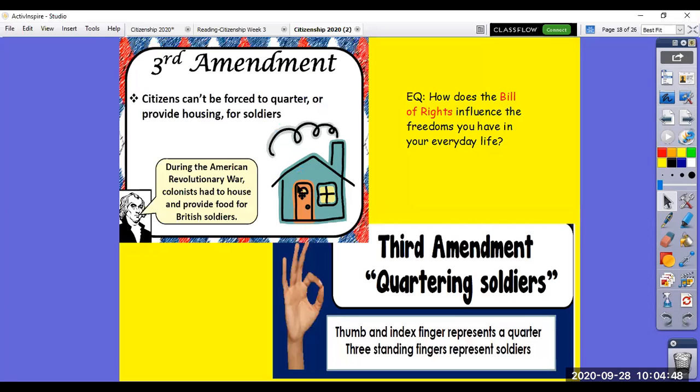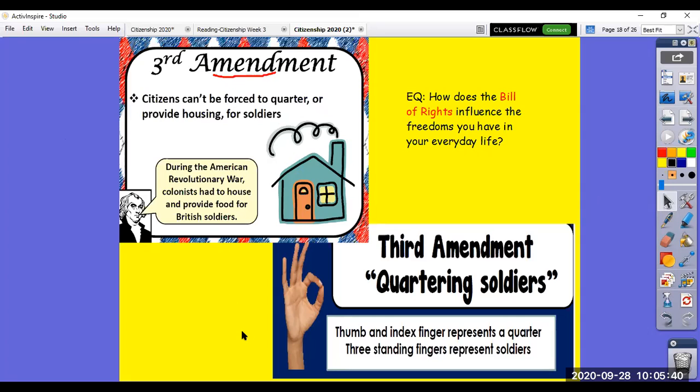The Third Amendment. Citizens can't be forced to quarter, which means to provide housing for soldiers. And you think, well, of course not. We don't have soldiers roaming around in the United States looking for a place to stay. But during the American Revolution, colonists were forced to house and feed the British soldiers. They would just come knocking on their doors and say, we're staying here. And the women would make them meals and wash their clothes and everything. So a lot of people disagreed with this, so they added it. Remember, we talked about how amendment means to mend or change the Constitution. So they decided that this is something they needed to add in there.